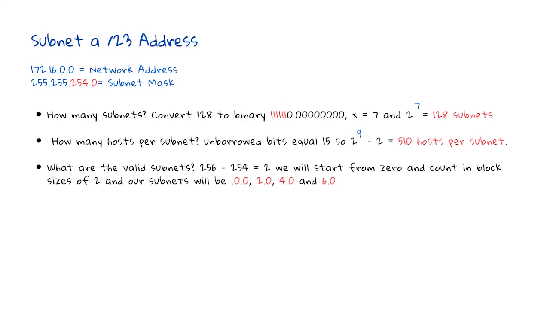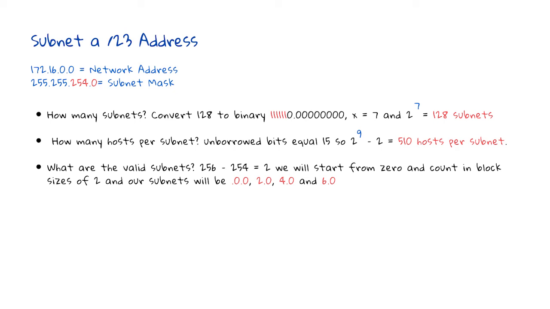One more example, network address 172.16.0.0, but this time around our subnet mask is 254. The third octet is the interesting octet. So we need to convert 254 to binary, and that is 2 to the power 7 because we're borrowing 7 bits. And 2 to the power 7 is equal to 128. So we're going to create 128 networks. How many hosts per network? 2 to the power 9, which is the unborrowed bits, minus 2 is equal to 510 hosts. So you're going to have 128 networks, each with 510 hosts.